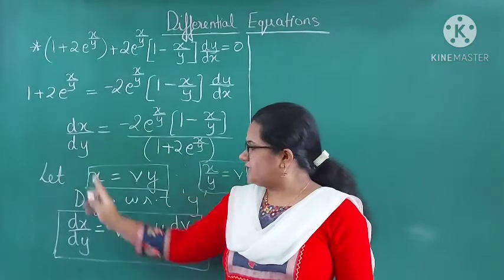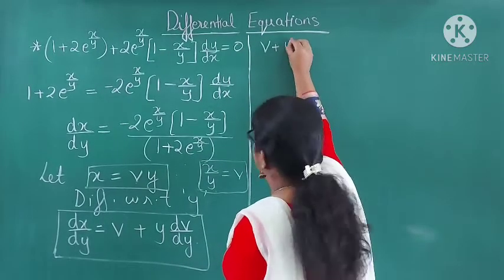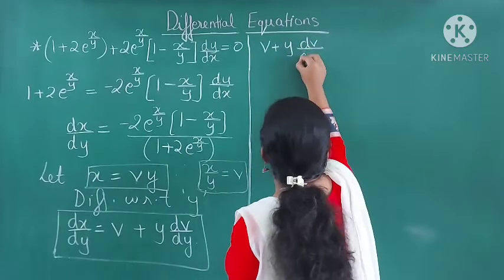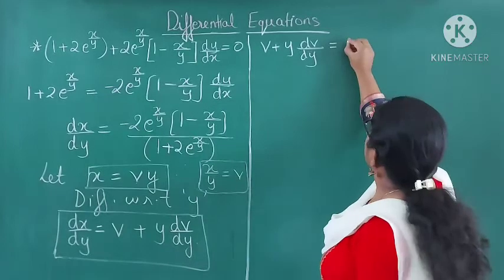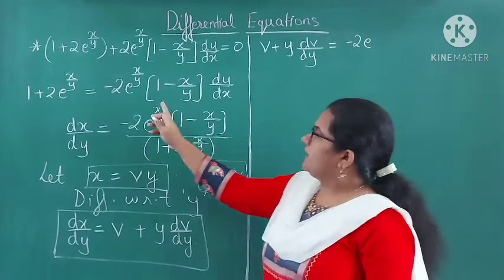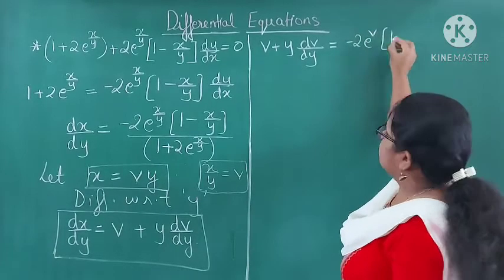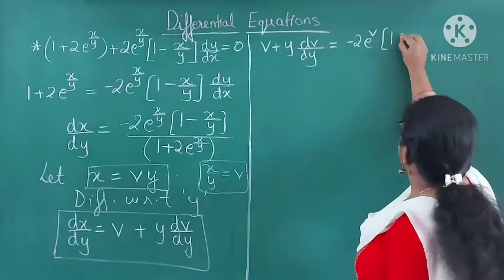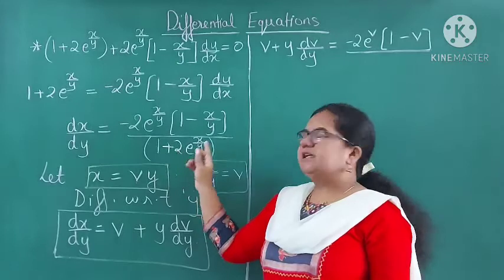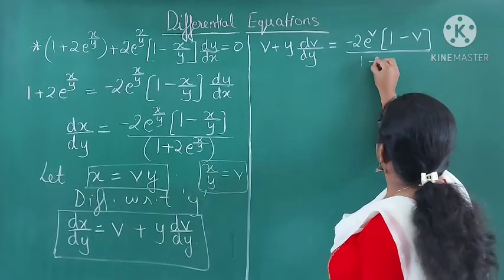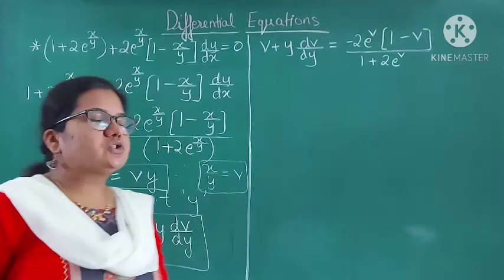So let us start with the LHS. dx upon dy is v plus y dv upon dy is equal to. So you have minus 2 e raised to x upon y, which means e raised to v now, into 1 minus x upon y, which is v, so 1 minus v, upon 1 plus 2 e raised to v. So 1 plus 2 e raised to v. Yes, so the ratio is simplified.